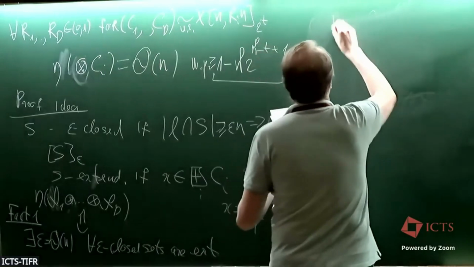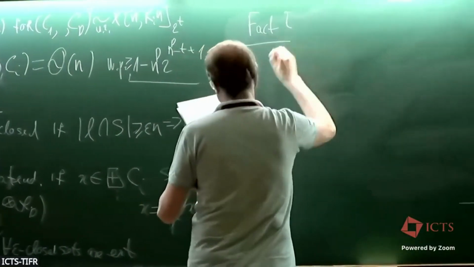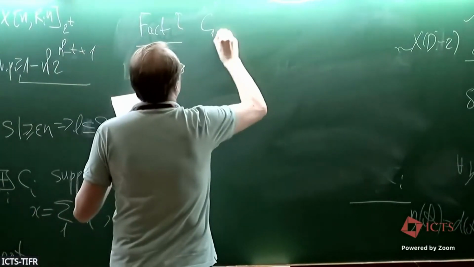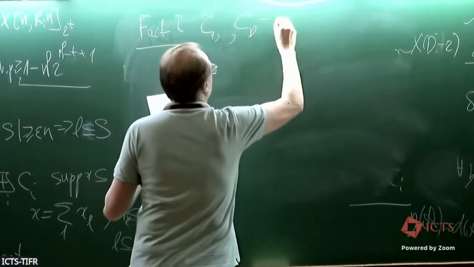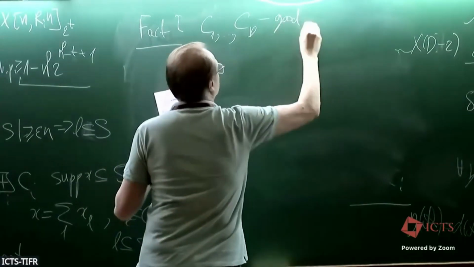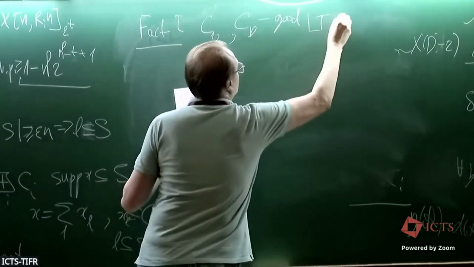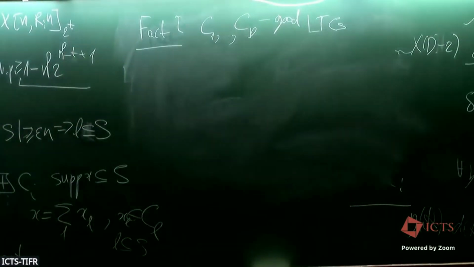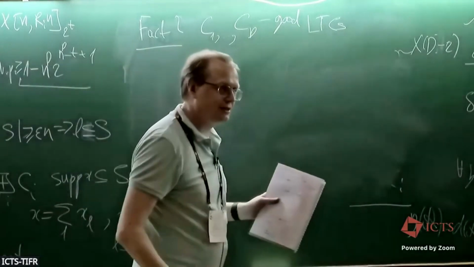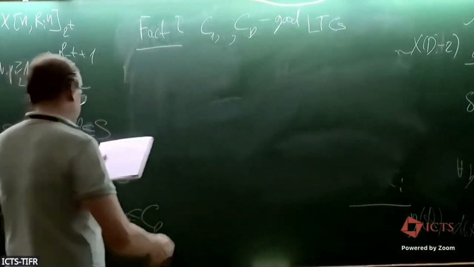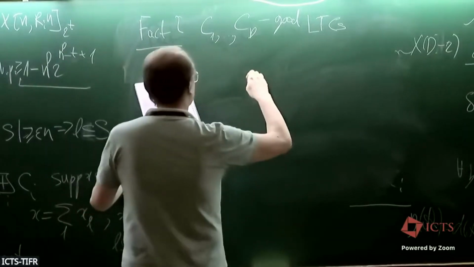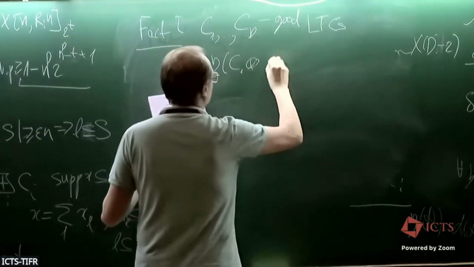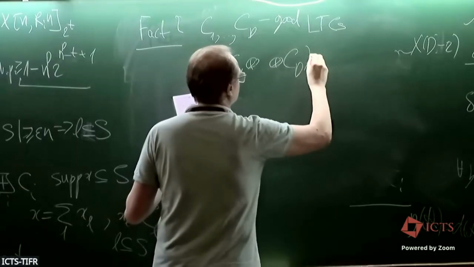And fact two: if we have a collection of codes that are good LTCs, and I assume that everyone here knows what good LTCs are, like Dinur's c3 LTCs, then the coboundary expansion of the tensor product of these ones is good.